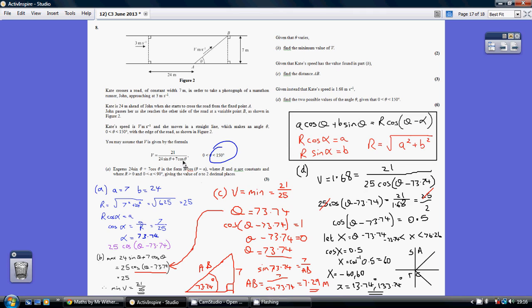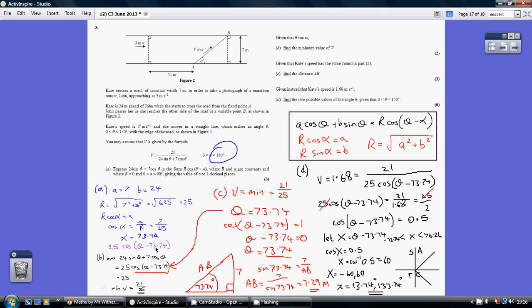Now this one was particularly sneaky because they've done it the other way around, so A is 7 and B is 24. Now, R is the square root of A squared plus B squared, so that gives us 25. And R cos theta equals A, well we've just worked out R to be 25, A is 7, allowing us to work out that alpha is 73.74. So an alternative version of 24 sin theta plus 7 cos theta is this bit in purple, 25 cos bracket theta minus 73.74.